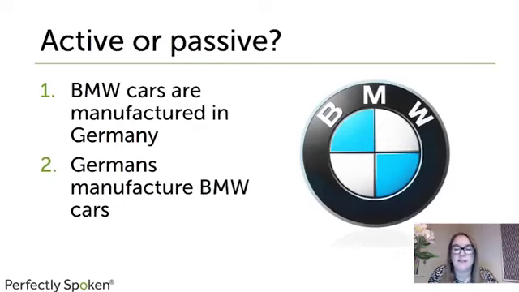Okay, sentence number 1. BMW cars are manufactured in Germany. Number 2. Germans manufacture BMW cars. What do you think? Which one is an active sentence and which one is a passive sentence? Let's have a look at our second example.